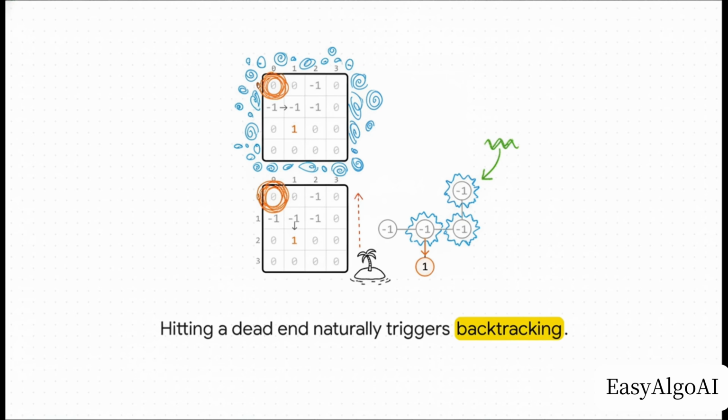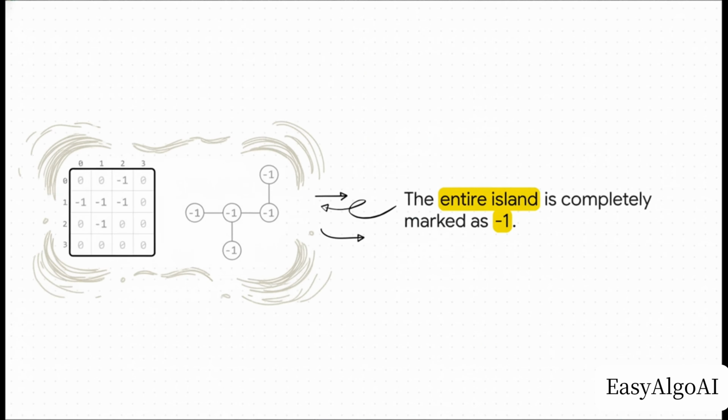But look around now. Water, water, edge of the board, and a visited -1 cell. It's a total dead end. And you know what? This is exactly where the magic of recursion shines. Because it hit a dead end, the algorithm naturally backtracks to the last cell that actually had unexplored options, which was 1, 1. And then it travels down to explore that final piece of land at 2, 1, marking it -1. And just like that, the DFS is completely done.